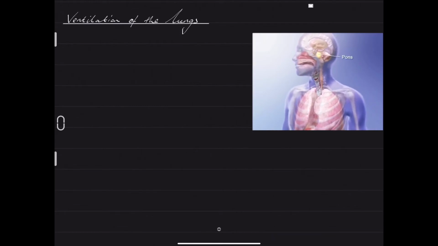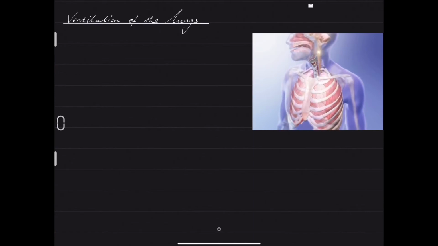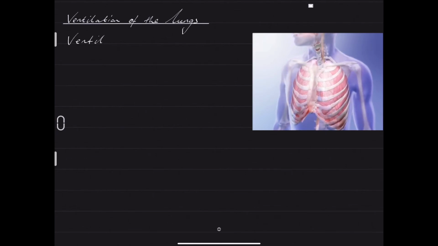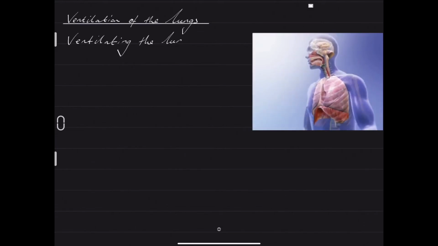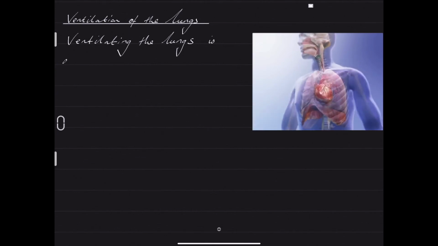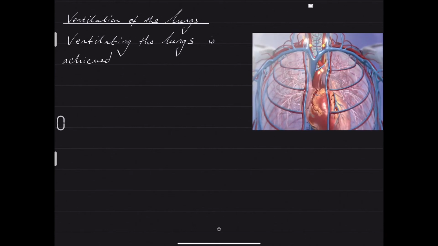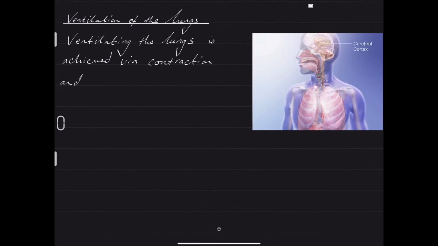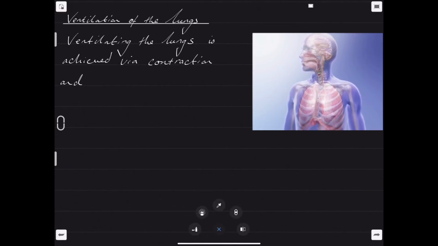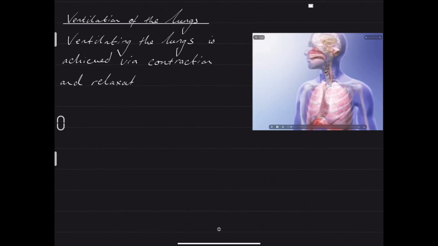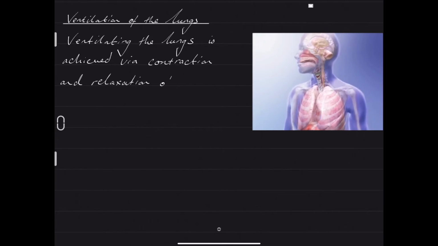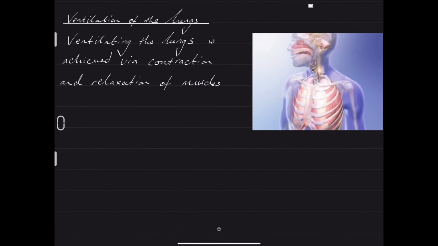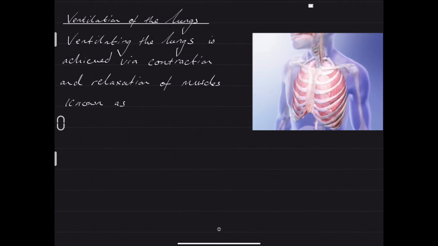So can we write that ventilating the lungs is achieved via contraction and relaxation of muscles known as intercostal muscles.